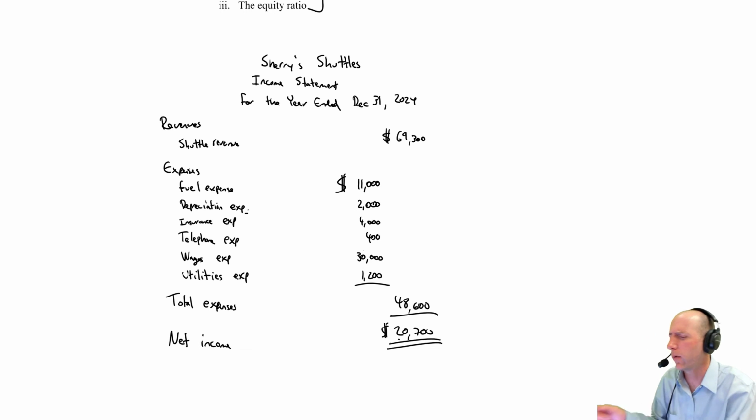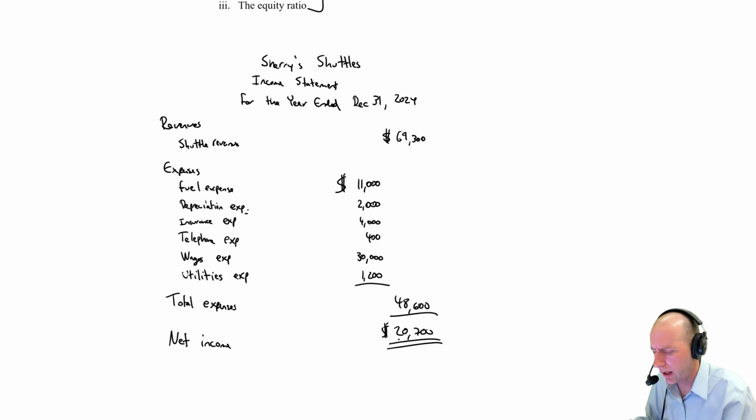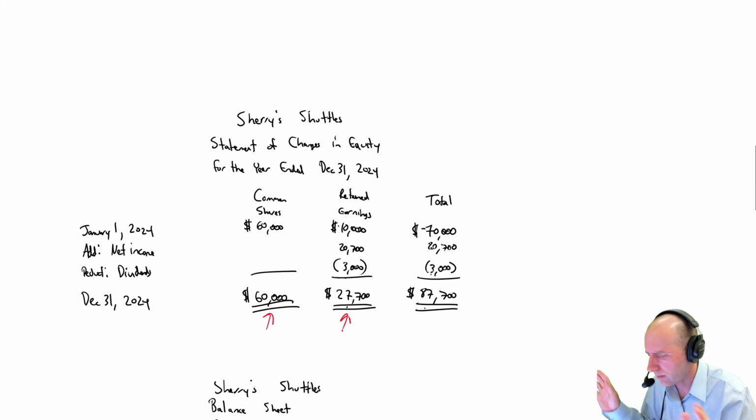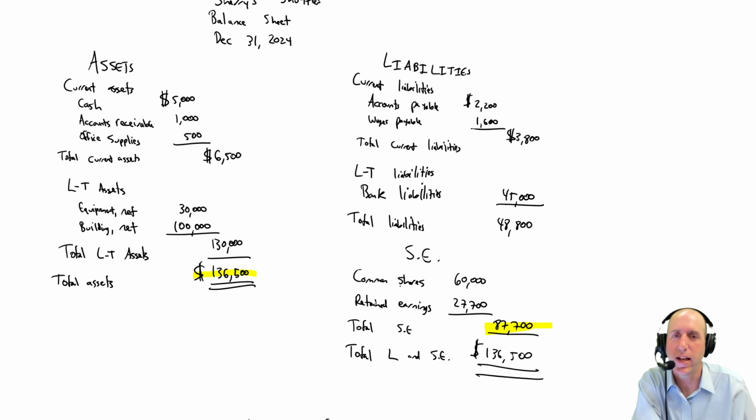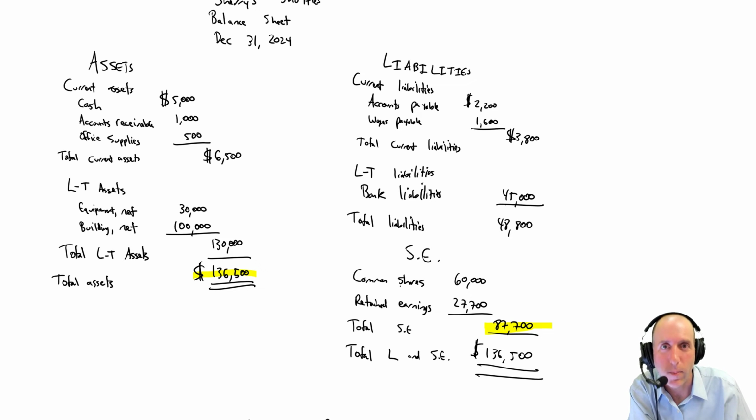So anyway, I'm working away. I do the income statement. I go, okay, great. Do the statement of changes in equity. Seems like things are going well. Do the balance sheet. Get to the bottom of the balance sheet. And what happens? Well, my balance sheet did not balance.